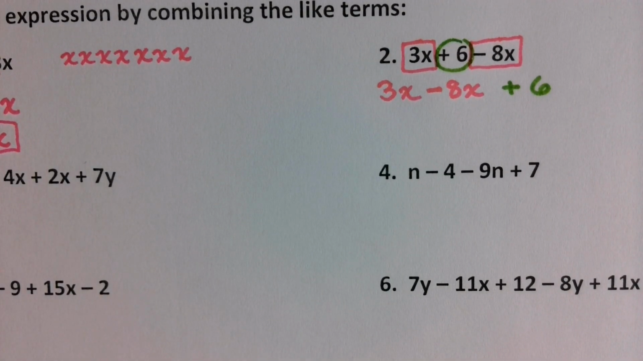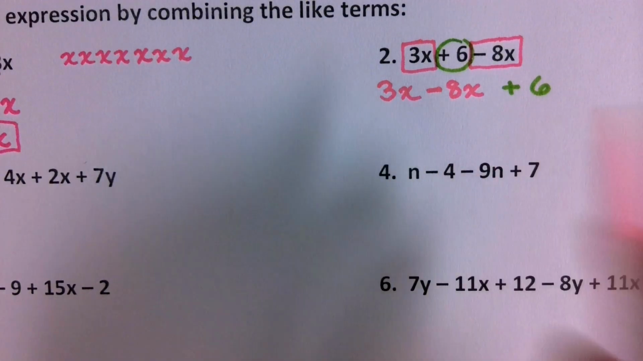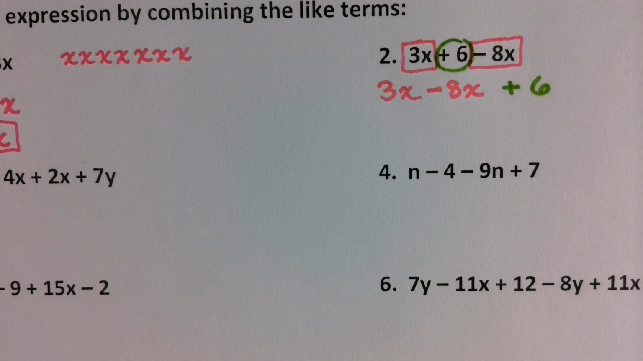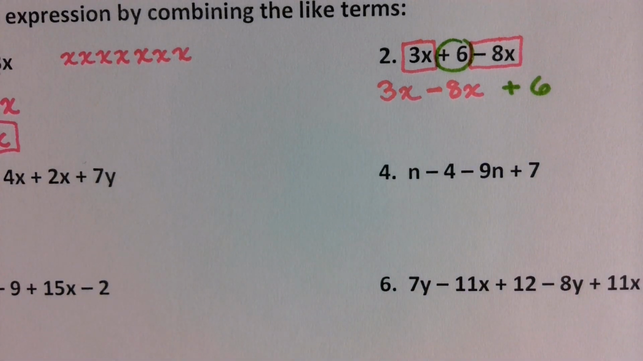All right, so now what I'm going to do is 3x minus 8x. Now, let me warn you. You cannot type a variable into your calculator. If you try, it's going to give you a 0 for your answer no matter what. If we do 3 minus 8, is that going to be 0? No. But let me show you.